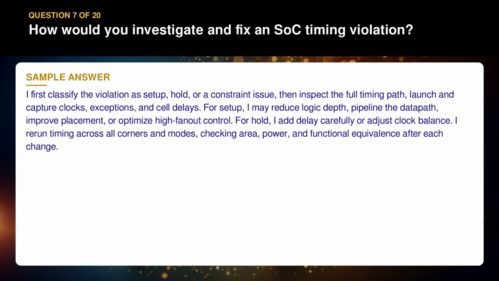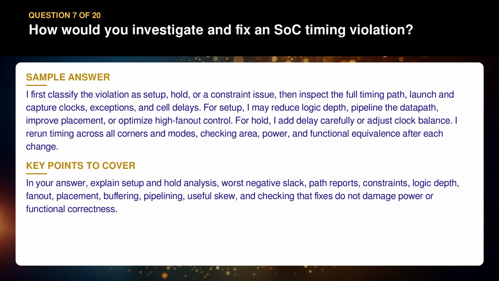For hold, I add delay carefully or adjust clock balance. I rerun timing across all corners and modes, checking area, power, and functional equivalence after each change. In your answer, explain setup and hold analysis, worst negative slack, path reports, constraints, logic depth, fan-out, placement, buffering, pipelining, useful skew, and checking that fixes do not damage power or functional correctness.